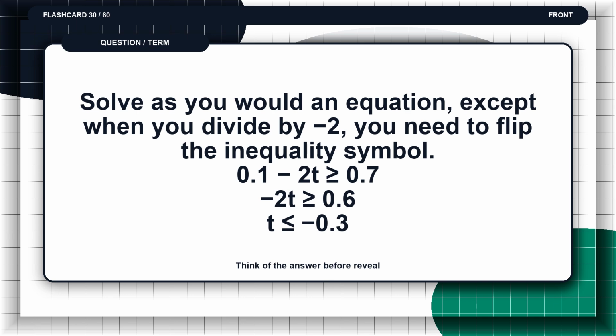Flashcard 30. Solve as you would an equation, except when you divide by minus 2, you need to flip the inequality symbol. 0.1 minus 2t greater than or equal to 0.7. minus 2t greater than or equal to 0.6. t less than or equal to minus 0.3. Think of the answer before the reveal.